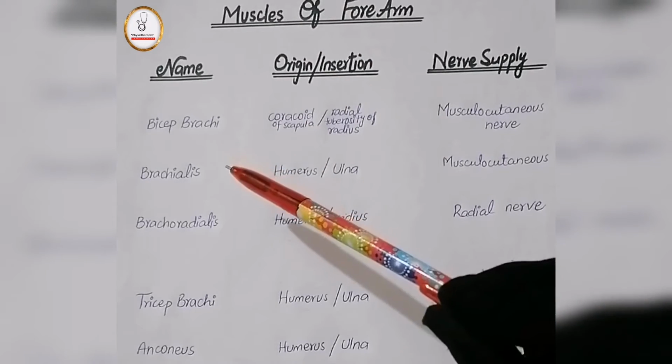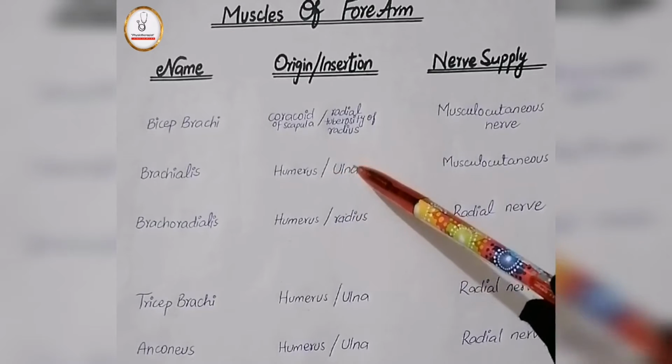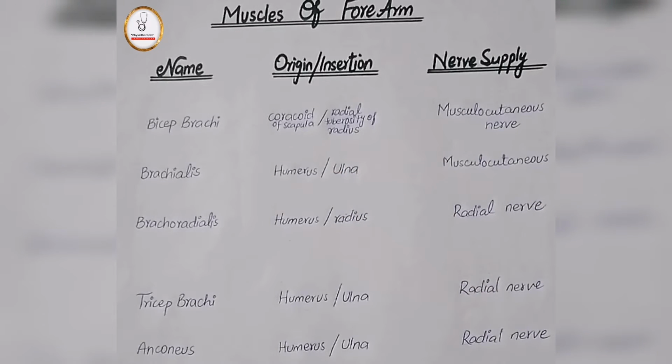The second muscle is brachialis. Brachialis originates from the humerus and is inserted on the ulna, and its nerve supply is the musculocutaneous nerve. The third muscle is brachioradialis. It originates from the humerus and its insertion is the radius, and its nerve supply is the radial nerve.